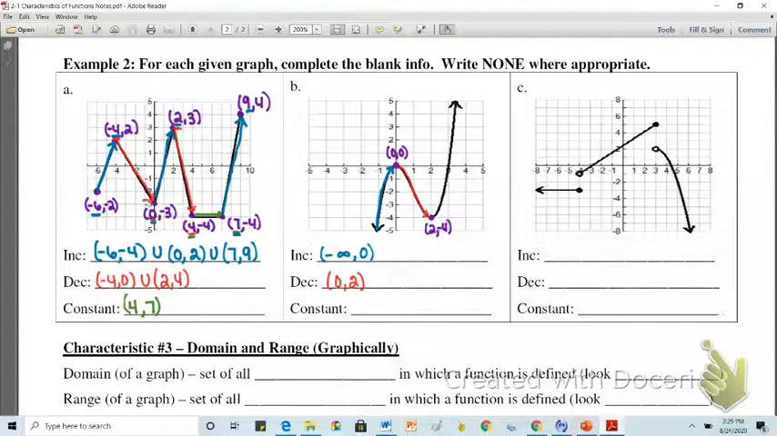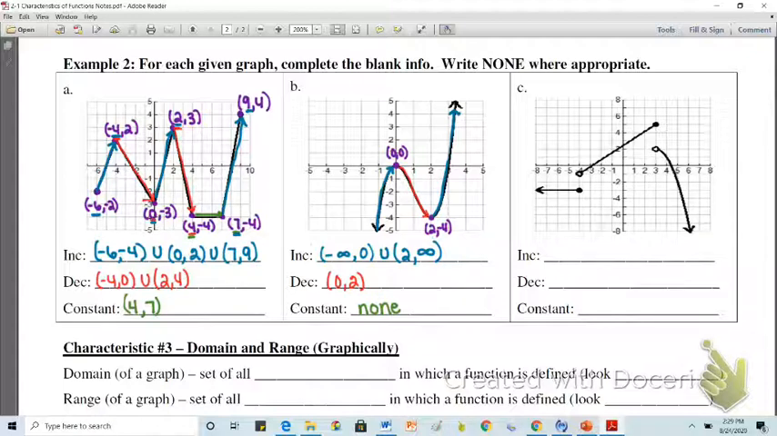At that point in time, it turns around again and goes back up. So I need to put union, from 2, and it doesn't have an ending point. It keeps going and going and going, which is infinity. If there is ever a blank, whether it's increasing, decreasing, or constant, that you do not have anything for, you need to put none in the blank. If you don't, I will mark it wrong because I'll think you just didn't know how to do that part. So if there is not an interval where that takes place, put none.